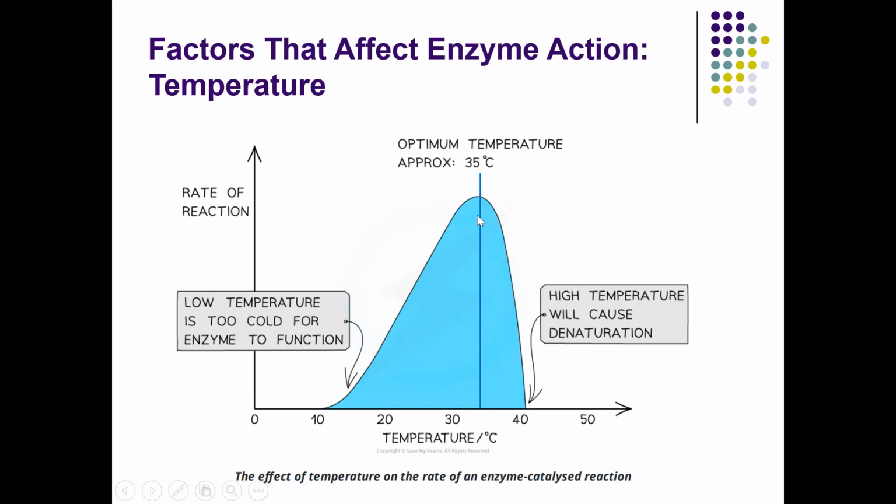Then when you increase the temperature, the rate becomes maximum, because a lot of enzyme can bind to the substrate, and then they can speed up the chemical reaction. But when you increase the temperature more than the optimum temperature, the activity slows down. Why? Because when you increase the temperature more, the kinetic energy of the particles increases.